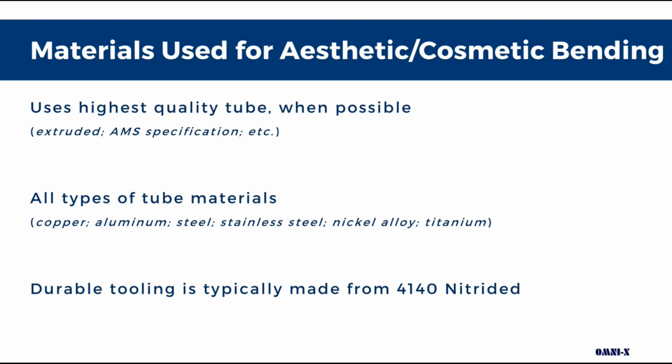Cosmetic tube bending applications ideally use the highest quality tube material that is available. All types of tube materials can be used for cosmetic bending, including copper, aluminum, steel, stainless steel, nickel alloy, and titanium. The durable tooling for cosmetic bending is typically made from nitride of 4140 material. Nitride of 4140 is more forgiving than tool steel and tends to mushroom and not to crack if crashed. The case-hardened shell is harder than tool steel at the surface level, and if you wear through the case hardening, it can be case hardened again.